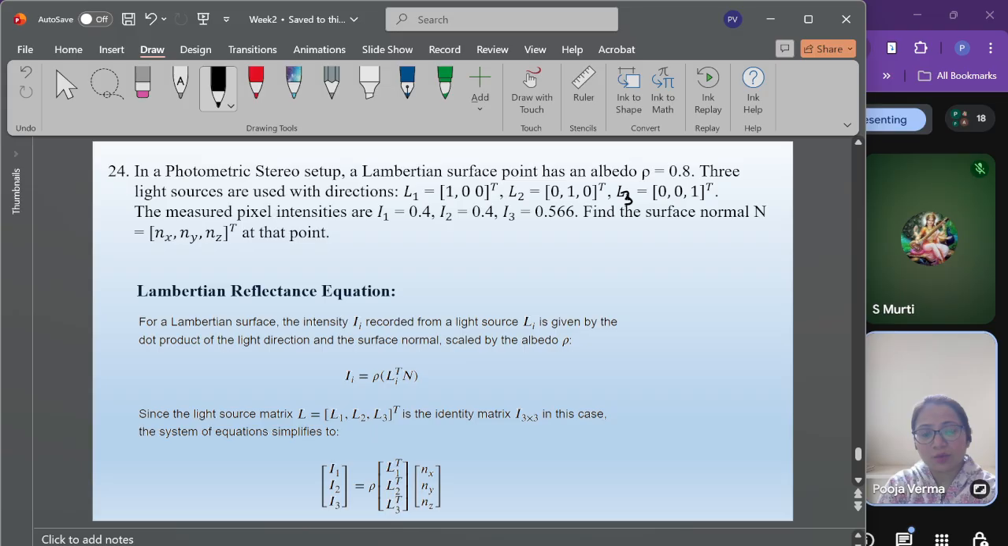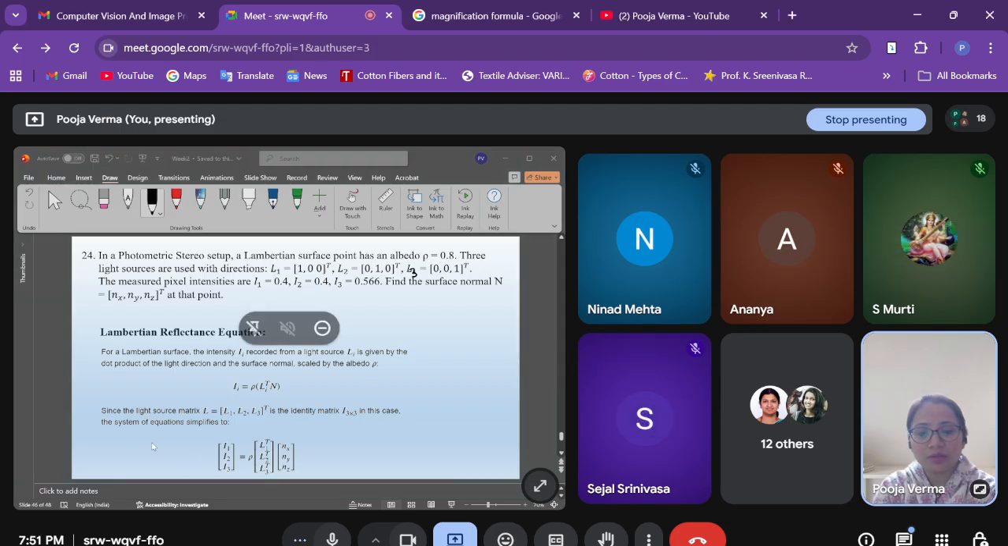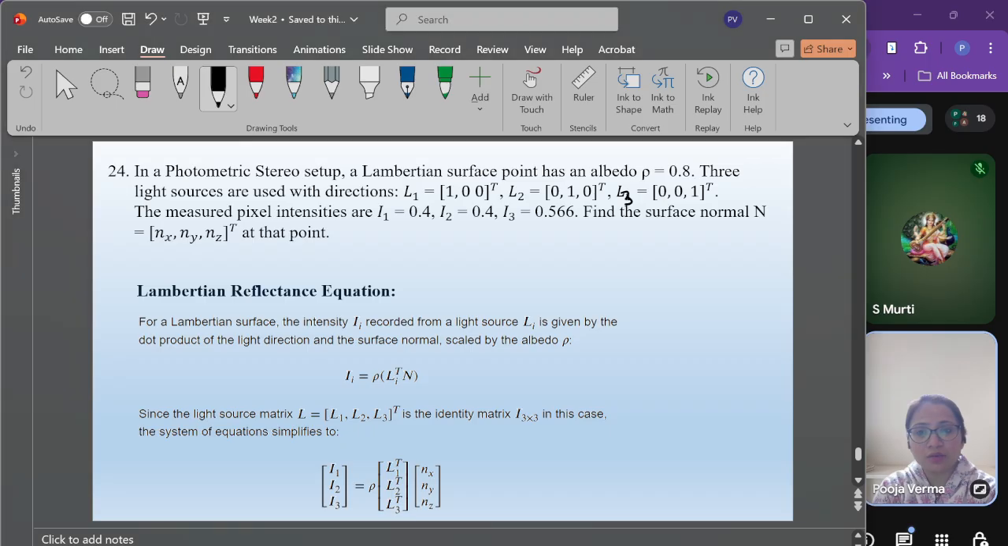So here, first, what is a Lambertian surface and the reflectance equation, and how can we calculate it? I think you already know that for a Lambertian surface the intensity I recorded from the light source Li is given by the dot product of the light direction and the surface normal.